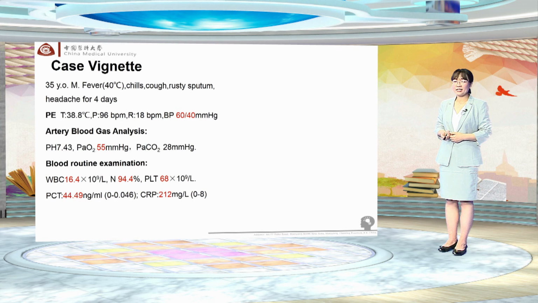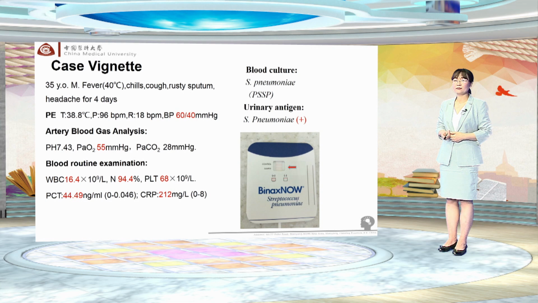Let's end this part with a case. A 35-year-old male experienced fever, chills, cough with rusty sputum, and headache for 4 days. Physical examination showed high temperature and hypotension. Arterial blood gas analysis revealed respiratory failure. Blood tests showed increased white blood cells and decreased platelets. Procalcitonin and CRP increased dramatically.